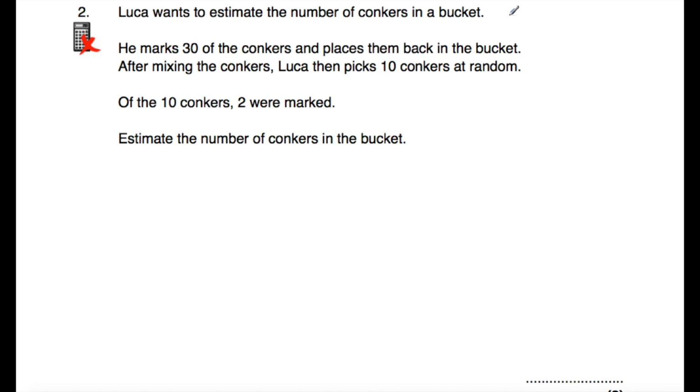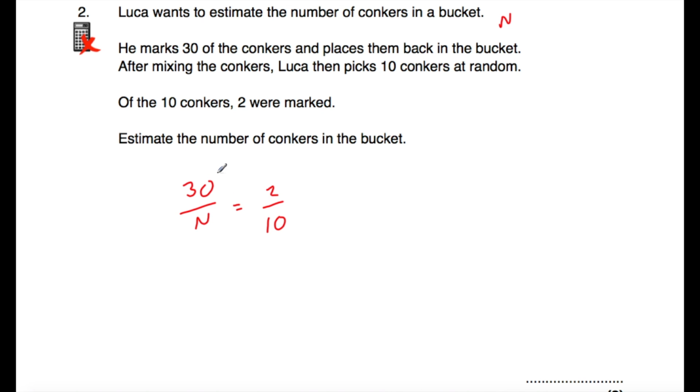So let's let the number of conkers in the bucket be called n, and he marks 30 of those conkers. So 30 out of the total number are marked. And then after he puts them back in the bucket, he mixes all the conkers together, and then he picks out 10 conkers at random. And out of those 10 conkers, 2 were marked. So 2 out of the 10 were marked.